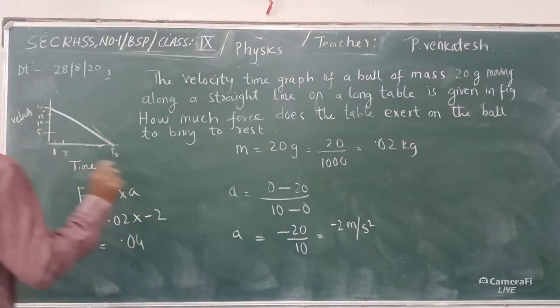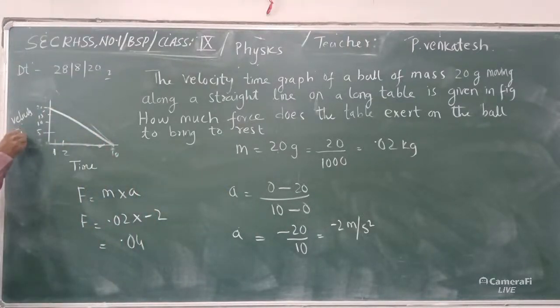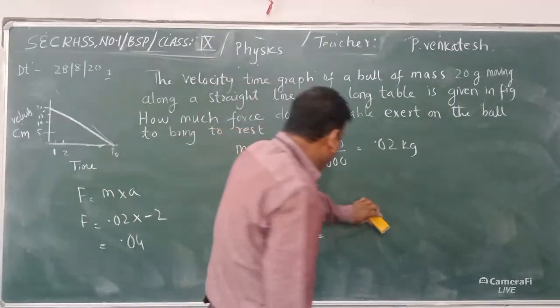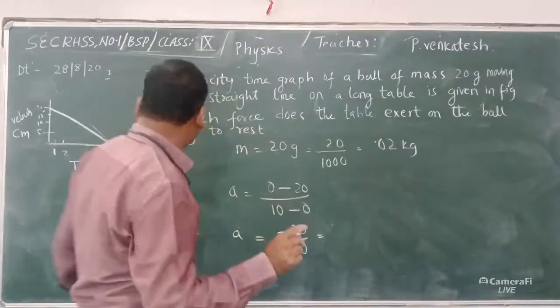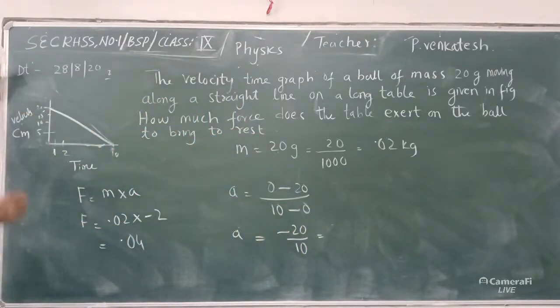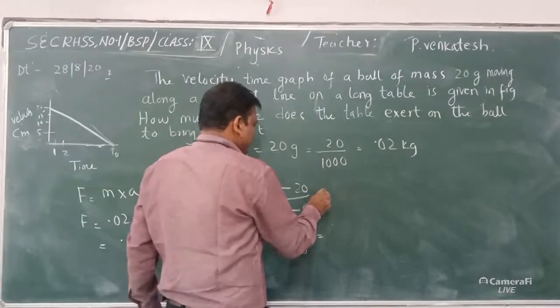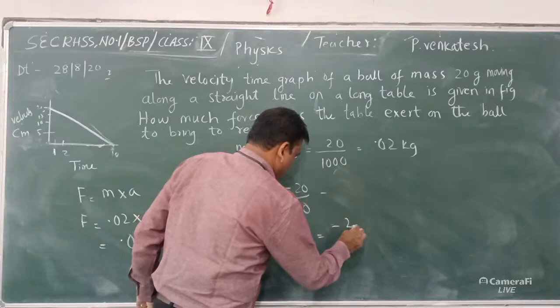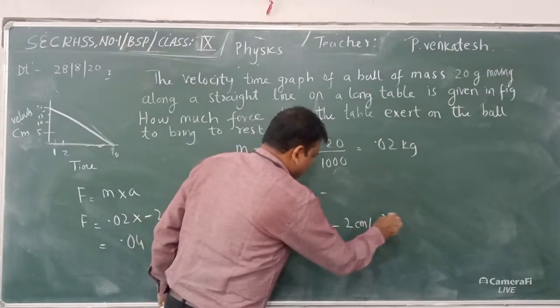See here, what is the problem here? This is given in centimeter. So you have to convert into meter per second square. I had not seen that here. I thought it was meter and this is second. It is given in centimeter. Had it been meter, no need to convert, and this would be the correct answer. But if it is given in centimeter, what will we do? That minus 20 by how much you got? Minus 2. Minus 2 centimeter per second square.